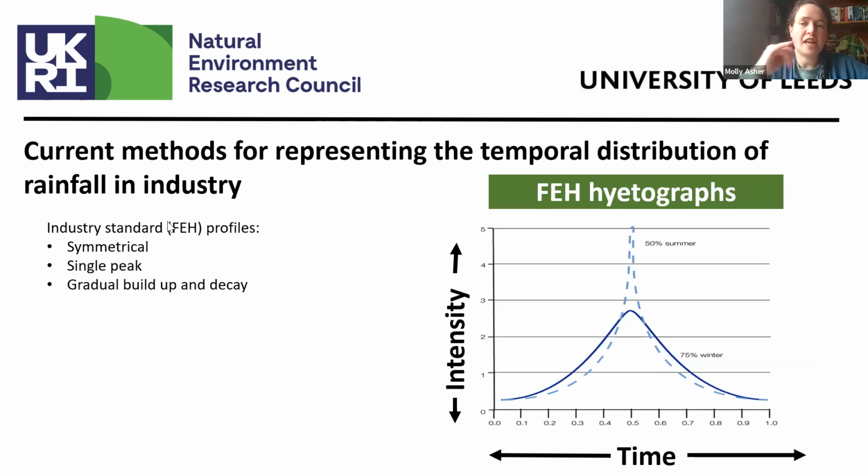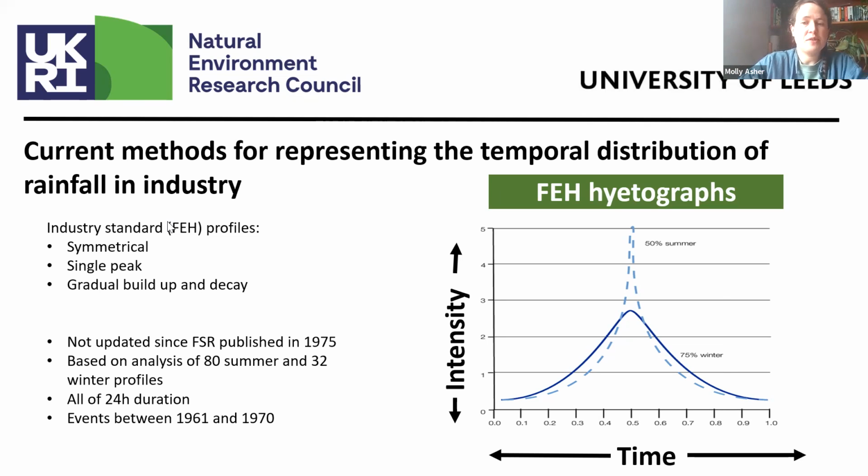And so in the UK, the industry standard approach to representing a rainfall event is to use one of two hydrographs defined in the Flood Estimation Handbook, or the FEH for short. So these are both shown on the plot here. As you can see, they are both symmetrical with a single peak in intensity and a kind of gradual build-up and decay either side of that peak. There's a bit of a variation between the two profiles. So the summer profile peaks more steeply and reaches a higher peak in intensity. However, on the whole, they're roughly the same shape.